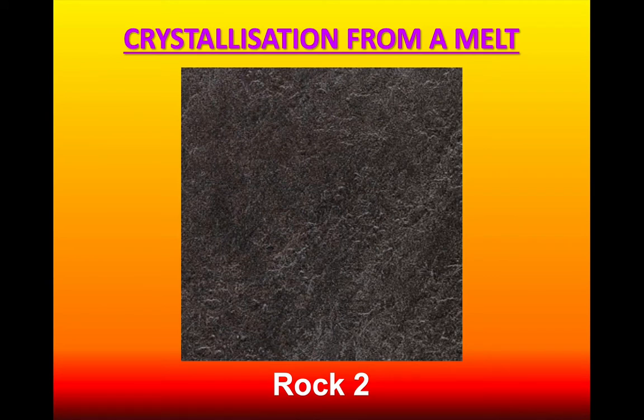Rock 2 is also an igneous rock, which again consists of random interlocking crystals. The crystals in this rock are only just visible. Each crystal is about 0.5 millimeter in size. All the crystals are the same size.